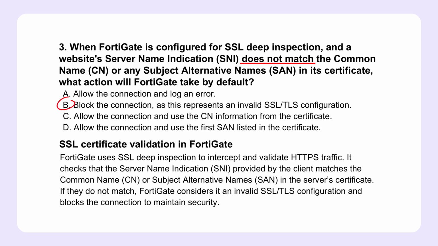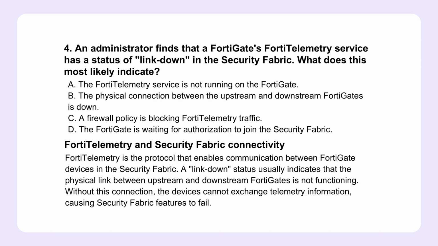Okay, let's look beyond inspecting traffic between users and the internet. What about communication between FortiGate devices themselves, like in the security fabric? Yeah, the security fabric relies heavily on that inter-device communication. So what does it mean if an admin checks the security fabric status and sees that a FortiGate's FortiTelemetry service is showing link down? That link down status for FortiTelemetry is almost always pointing to one thing.